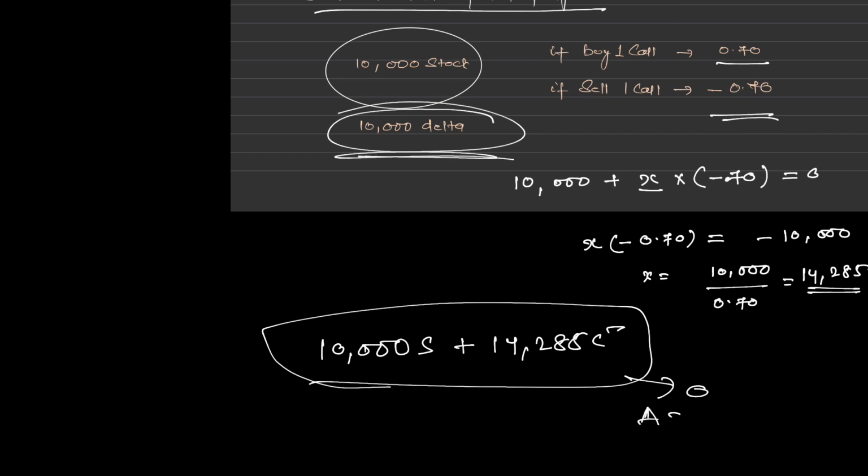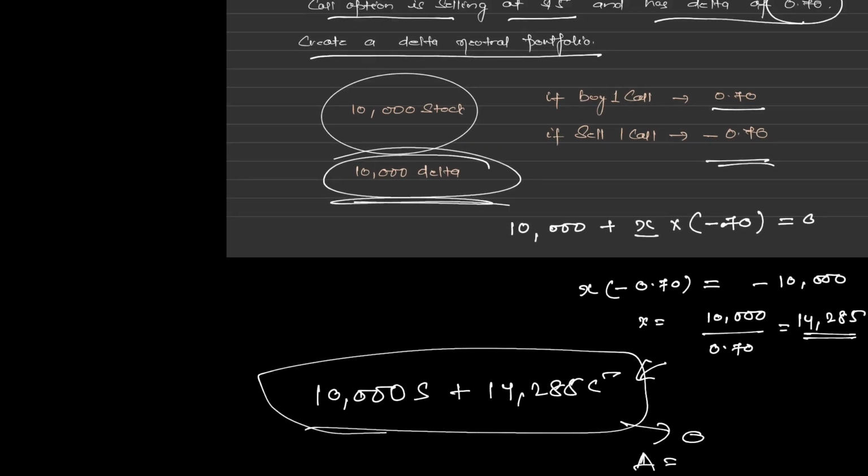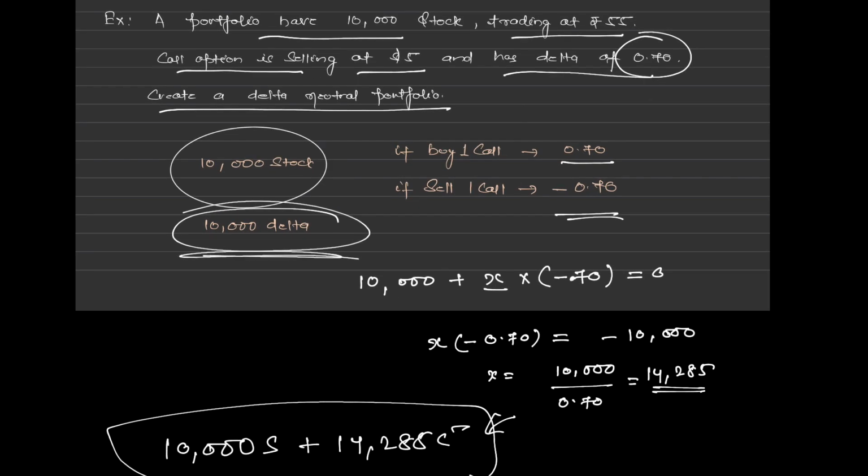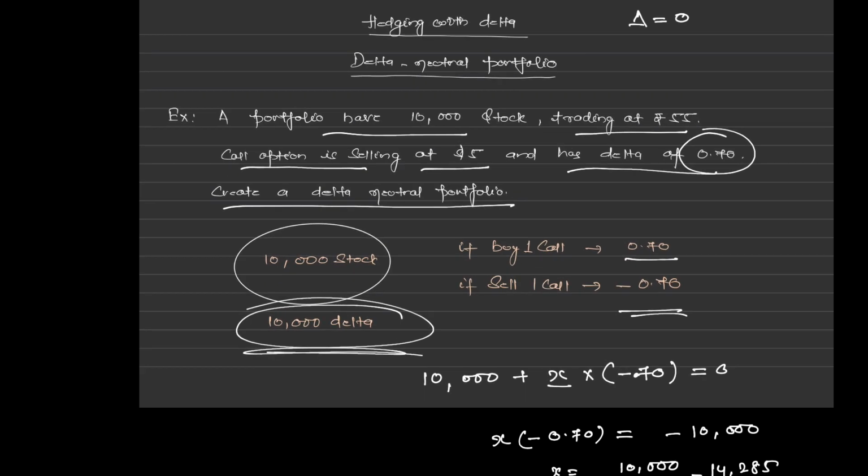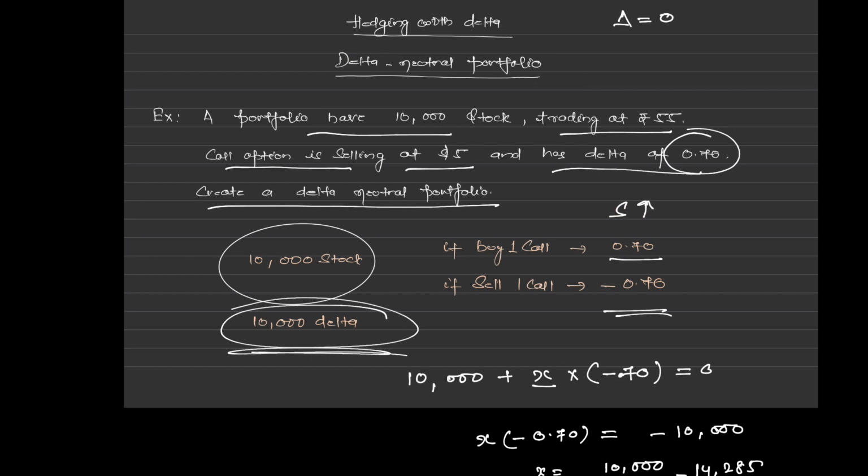Now, what is the benefit of the delta of the portfolio being equal to 0? If the stock price changes by 1 rupee, 2 rupees, 3 rupees, nothing will happen to this portfolio. That is the beauty of the delta neutral strategy. But there's a problem with the delta neutral strategy. Let's understand. Assume that the stock price is increasing.